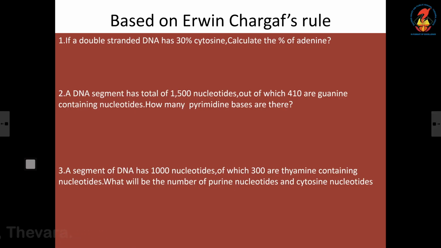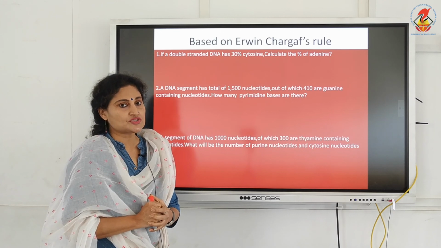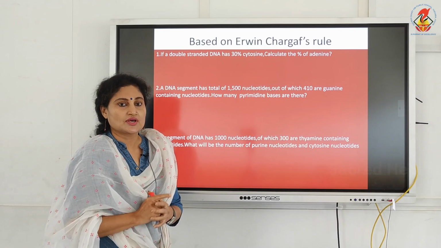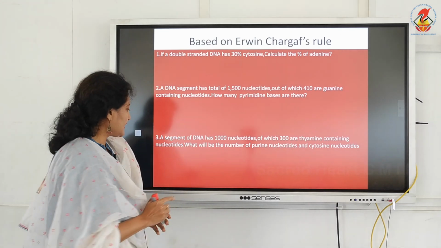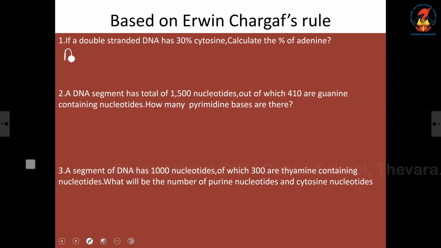So we have the first slide dealing with problems on Erwin-Chargaff's rule. So we have to recollect Erwin-Chargaff's rule. It states that the ratio between adenine and thymine, guanine and cytosine is constant and equivalent to 1, and it's represented by the equation A by T is equal to G by C is equal to 1. So that should be mandatory when you crack such problems based on Erwin-Chargaff's rule.